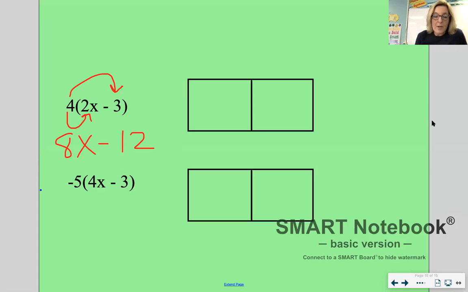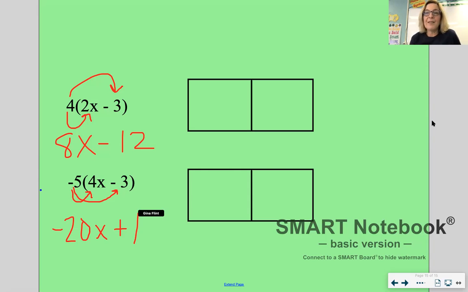What about the second one? It's negative 5 times the quantity of 4x minus 3. You do negative 5 times 4x, which would be negative 20x, and negative 5 times negative 3, which is positive 15.